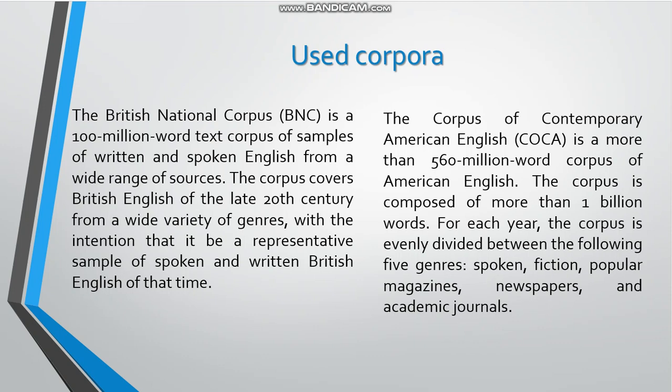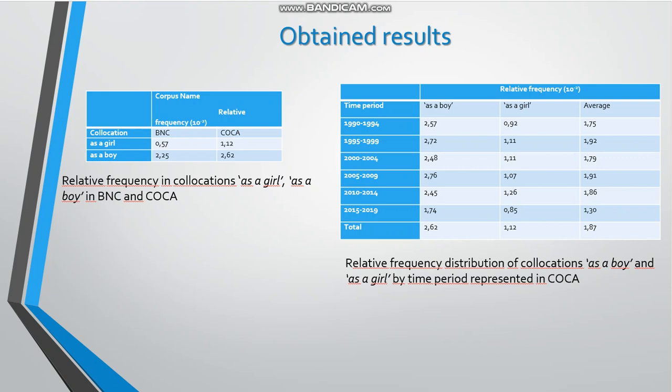So for our research, we have gathered gender-marked units, ones that mention the gender of the referent. The tokens were proofread, and the encoding was checked. With the help of both corpora, we are researching the peculiarities of the collocations as a boy, as a girl.